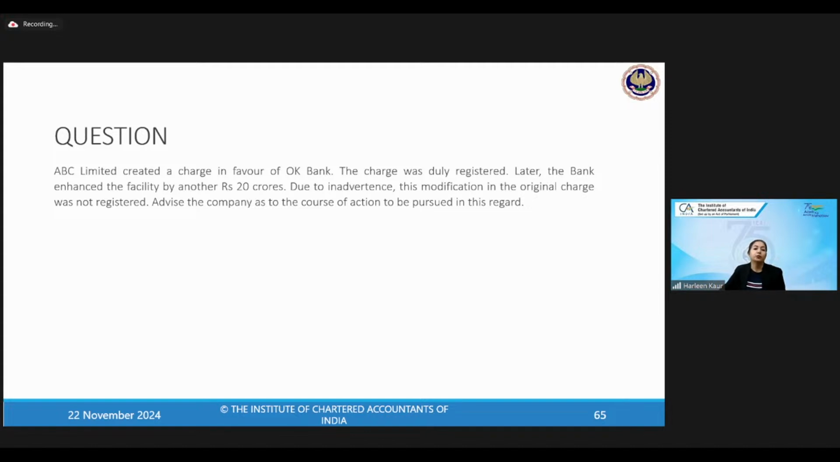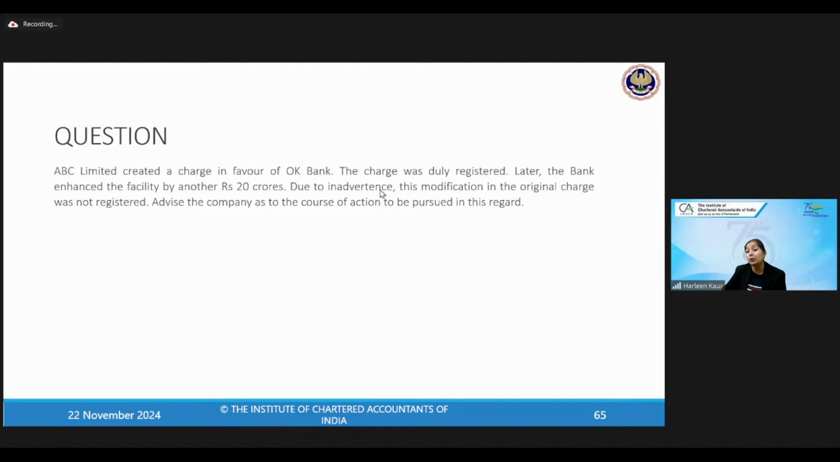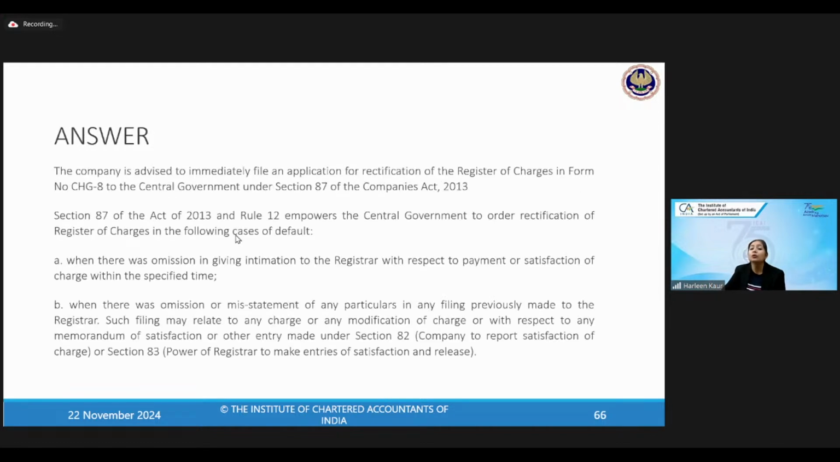Charge has been created, it was registered, some enhancement has been done inadvertently. Okay, CHG 3, apply to ROC, registration, modifications. All right, good. So let's understand. The company is advised to immediately file an application for the rectification of the register. Have you read the words due to inadvertence? This modification was not registered. So the first step is absolutely correct. CHG 3 should have been filed with the ROC, but they have not filed the modification. Now they want the rectification.